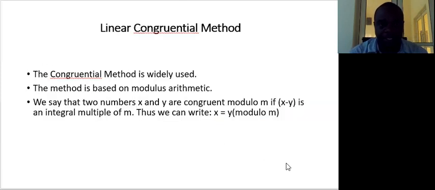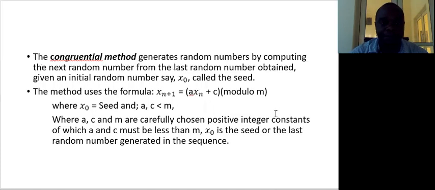Now, the linear congruential method is a very popular technique. It's widely used, and it is based on modulus arithmetic. We can say that two numbers, x and y, are congruent modulo m if x minus y is an integral multiple of m. Thus, we can write x is equal to y modulus m.